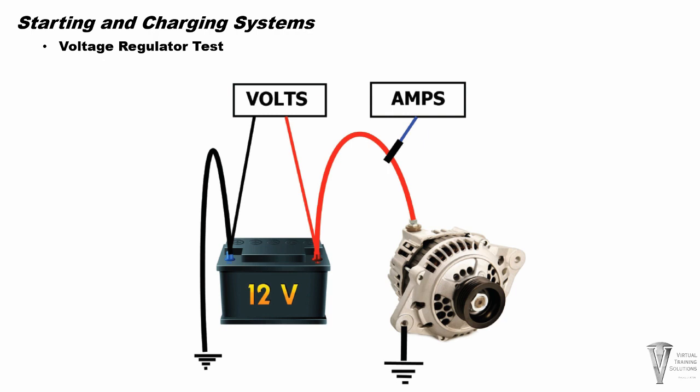Read the voltmeter when the ammeter stabilizes at a number less than 20 amps. The voltage reading, which should be very steady, is the voltage regulator setting. Compare that voltage regulator setting to the specification; 14 to 15 volts is typical.